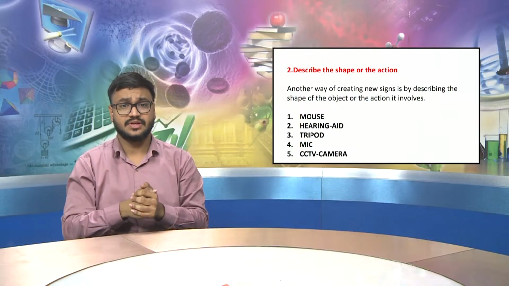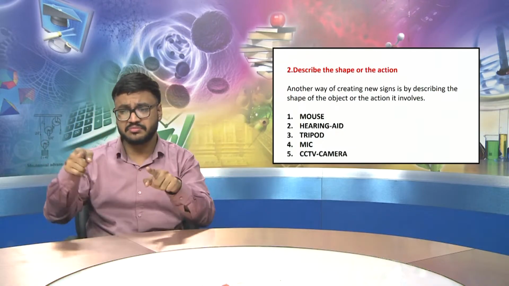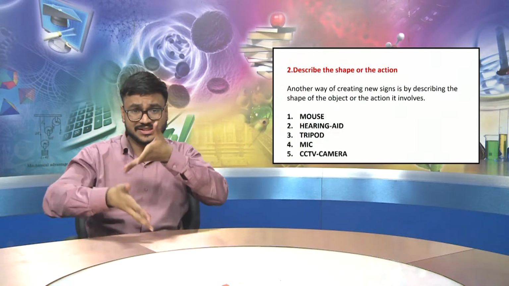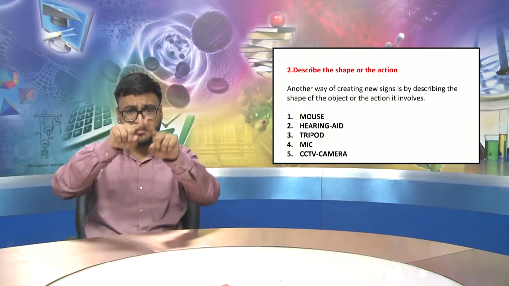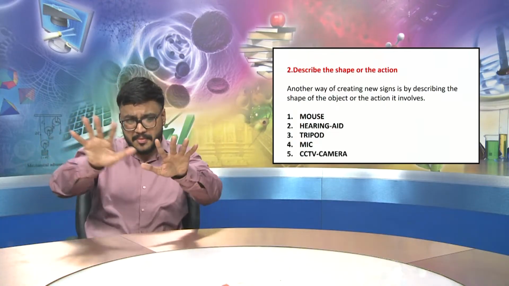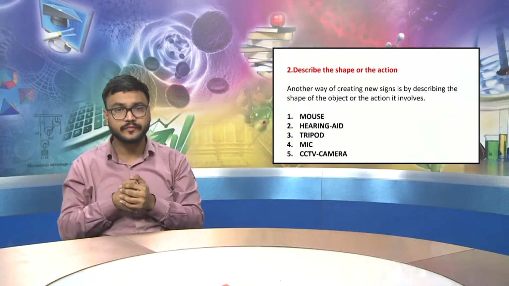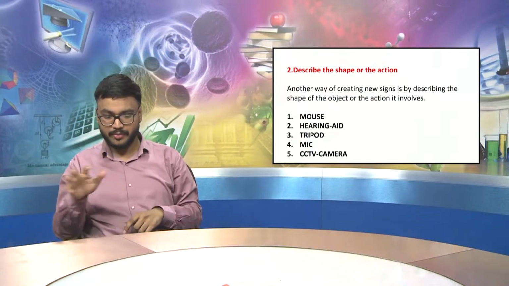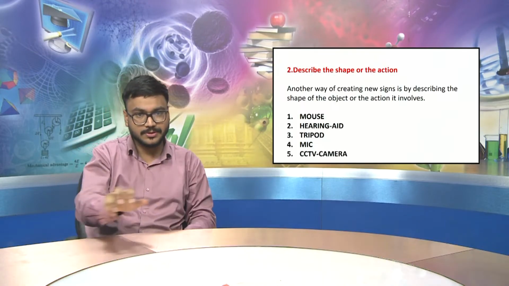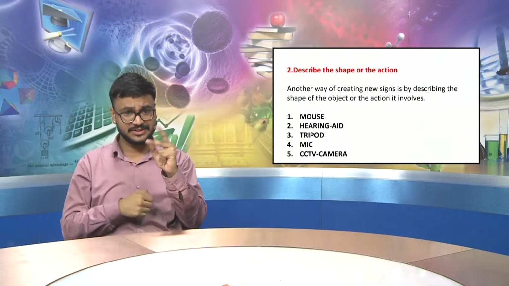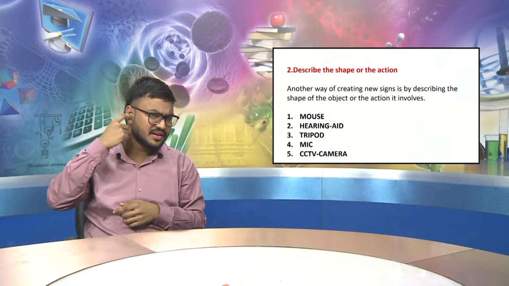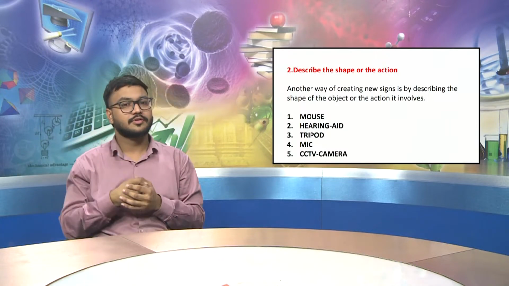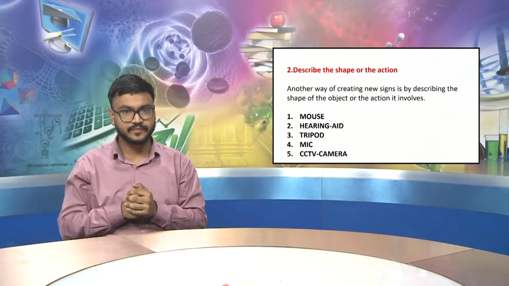Second is describe the shape or the action. Another way of creating a new sign is by describing the shape of the object or the action it involves. Example, mouse. Mouse is related to the computer. We move hands like this. Second is hearing aid. It is placed behind the ear, so it has a sign like this.